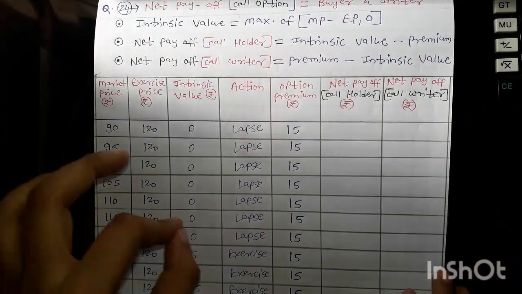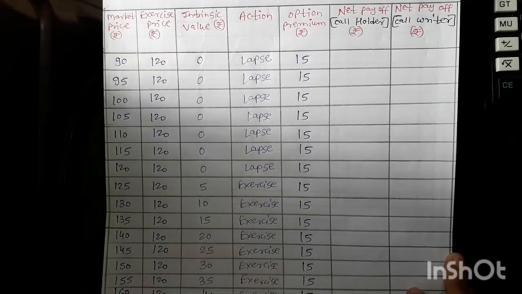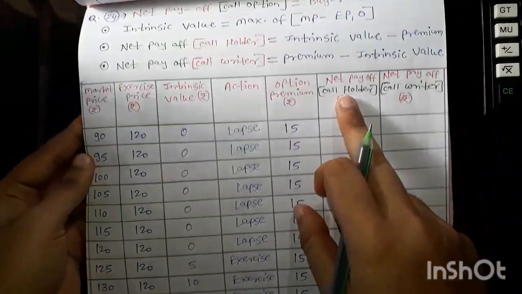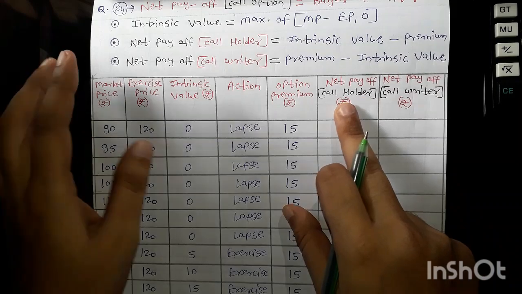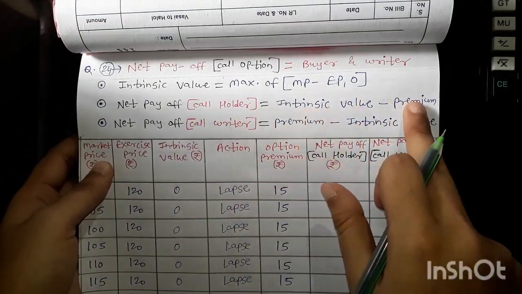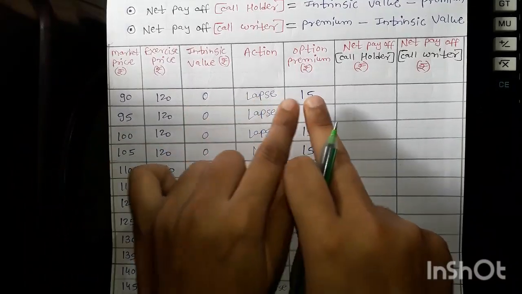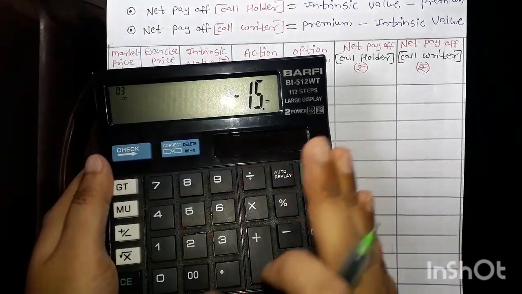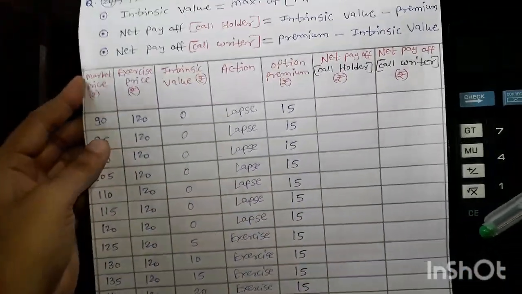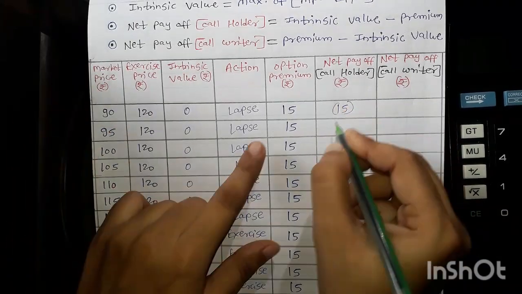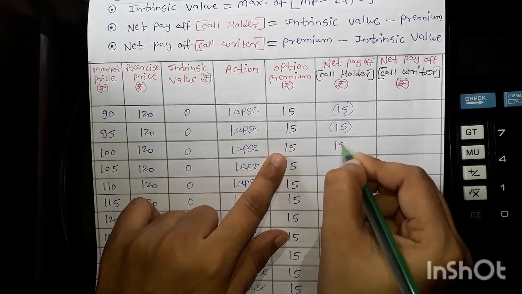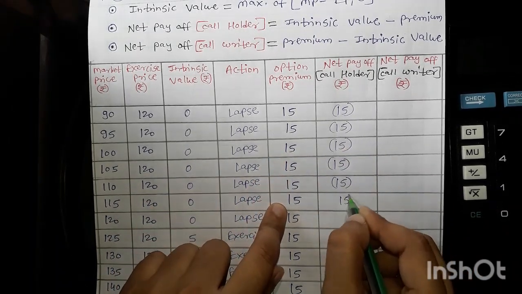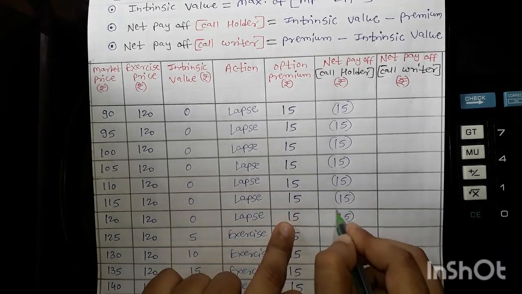Now, the option premium which is given in the question: for call it is 15 and for put it is 20. We are talking about call. After that we are going to calculate the net payoff of a call holder and call writer. The call holder formula is intrinsic value minus premium. So 0 minus 15, I am going to get minus 15. Like that we have to calculate. Here minus 15, again minus 15, minus 15, minus 15, minus 15, minus 15, minus 15.